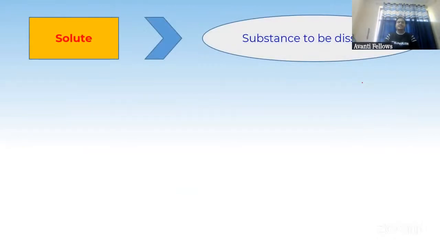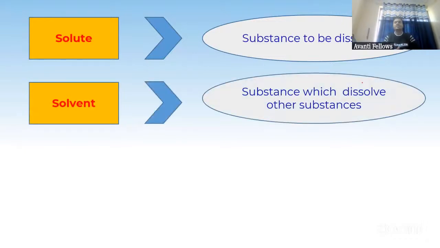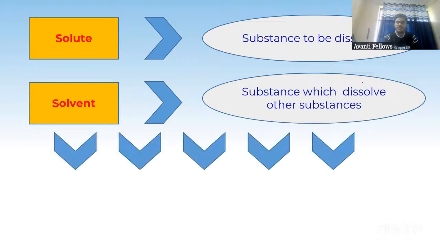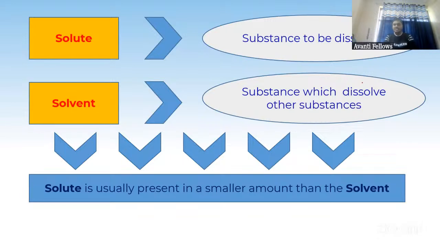Now, a solution is made up of two things, solute plus solvent. Solute is present in the smaller amount, यानी substance to be dissolved. The substance which is to be dissolved is called solute, and the substance which dissolves the other substance is called solvent. Solvent and solute combine together to give solution. Solute is usually present in a smaller amount than the solvent. This is a very important thing which you need to learn.